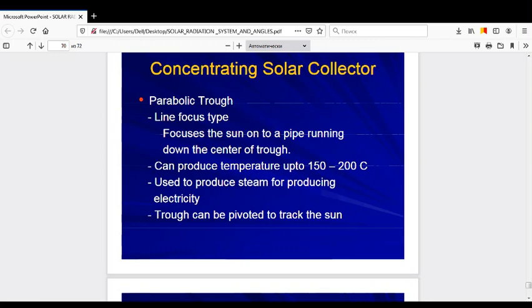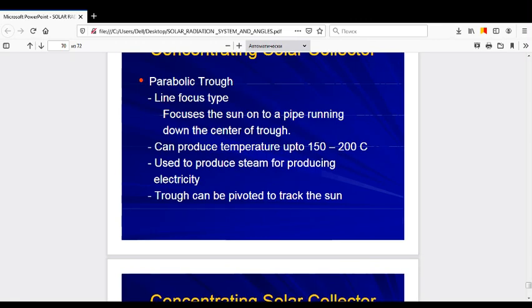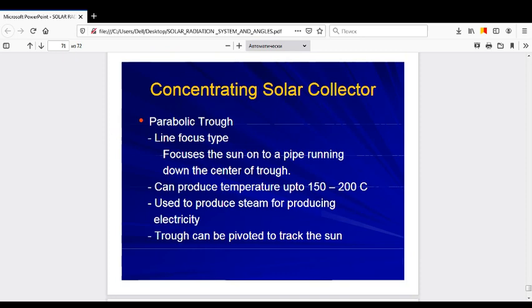Now solar concentrating collector. Parabolic trough, line focus type, focuses the sun onto a pipe running down the center of the trough, can produce temperatures up to 150 to 200 °C, used to produce steam for producing electricity. The trough can be pivoted to track the sun. Concentrating solar collector: parabolic trough, line focus type, focusing the sun on a pipe running down the center of the trough, can produce temperatures up to 150 to 200 degrees C, used to produce electricity. The trough can be pivoted to track the sun.